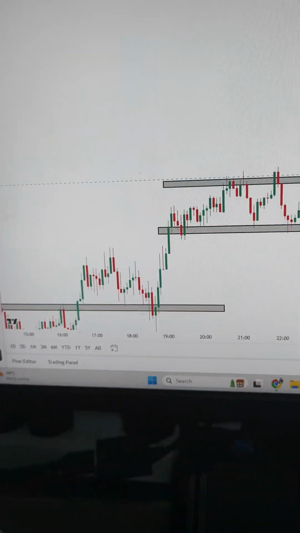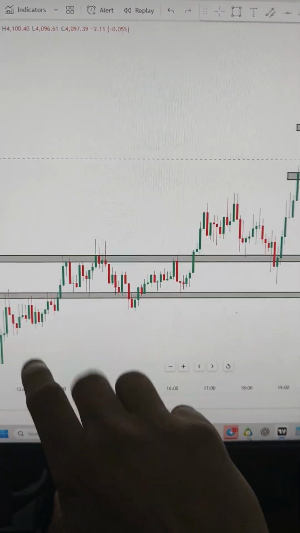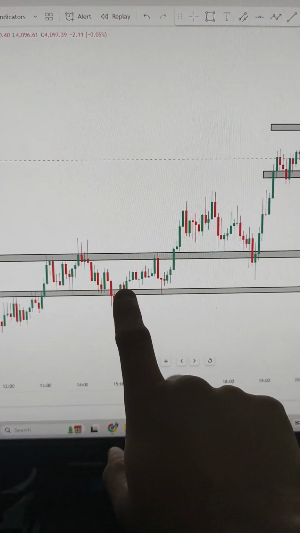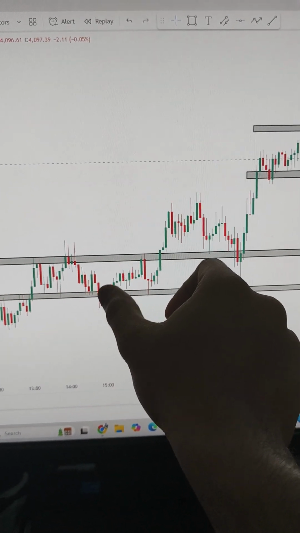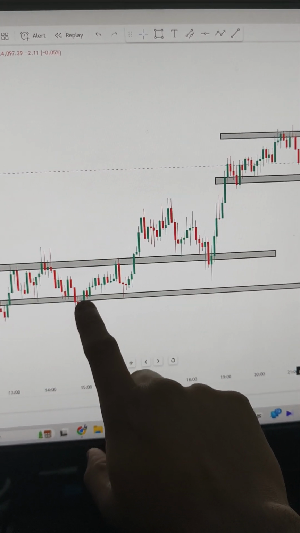Examples are like this. One more example I'll show you. Here is another consolidation. Here is the rejection, break, retest. So this is the area. Here we need to look for a buy. In case it does not respect, we add a layer and we try to catch it.